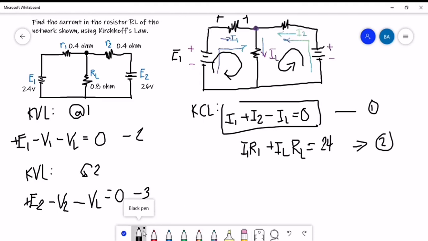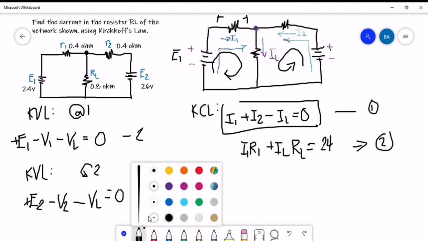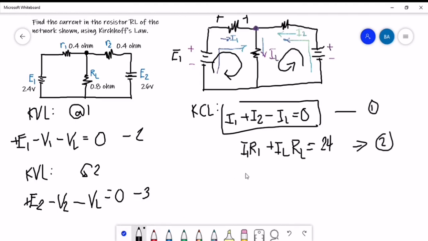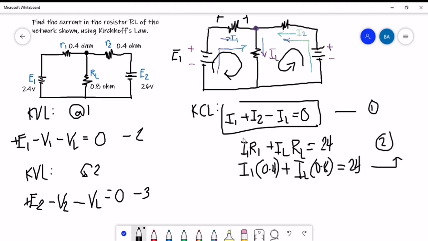We are just needing to substitute the values of the resistances. Our I sub 1 times the current, our R sub 1 is 0.4, and then I sub L times 0.8 ohms, and equals 24. So this is now our equation number 2 again: 0.4 times I sub 1 plus 0.8 times I sub L equals 24.